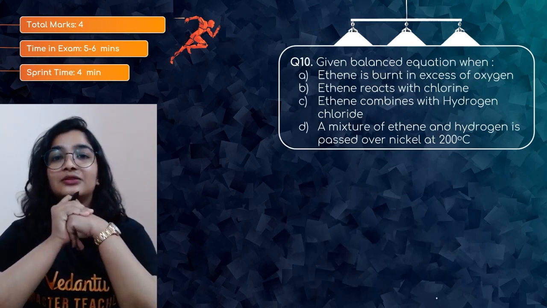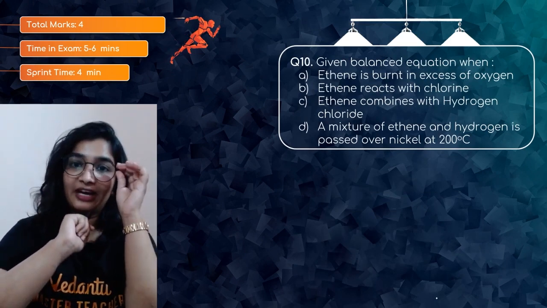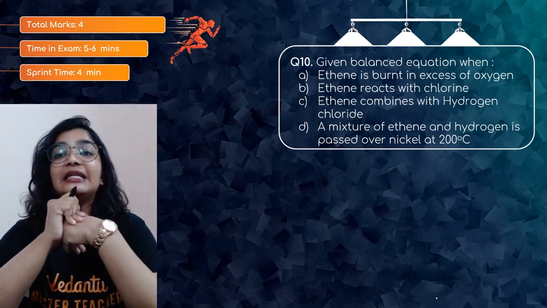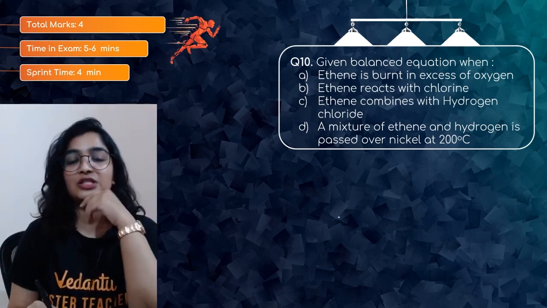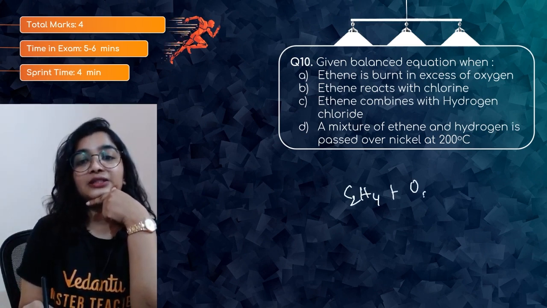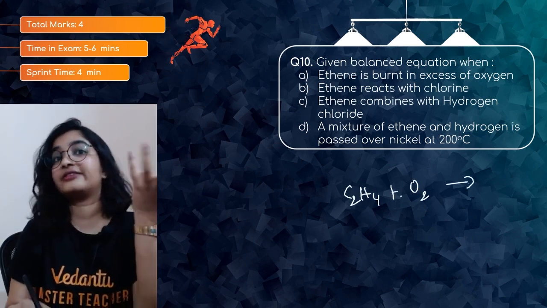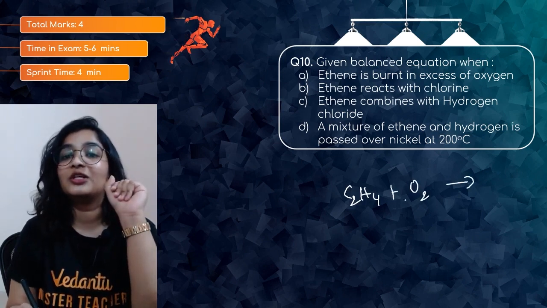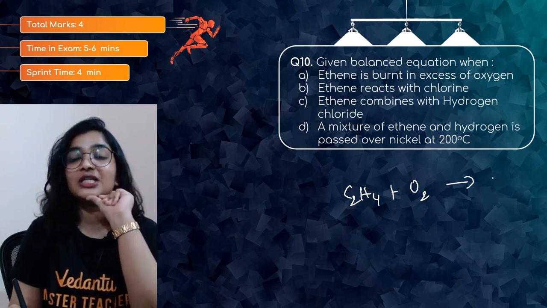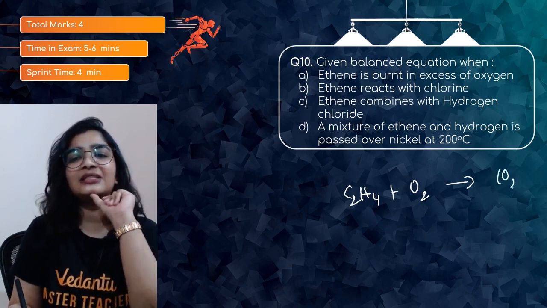Question number 10. This is for 4 marks because we have to write the balanced equations. Ethene is burned in excess of oxygen. C2H4 plus oxygen, excess it is. So there should be a number here, in the place of the coefficient. So we will get CO2 plus water.